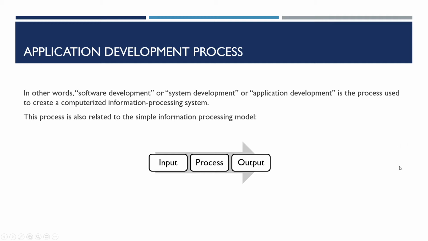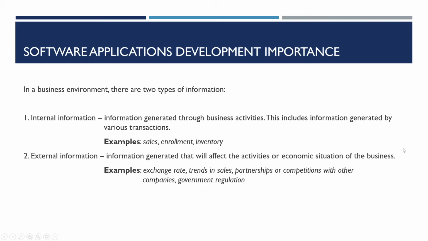So what's the importance of software application development? In a business environment, especially since most who deal with information are in the business industry, information is very crucial to the success of a particular business. In a business environment, we have two types of information, namely the internal and the external information. Once again, from the name itself, we can understand or have our own definition of those types of information. First we have the internal information.